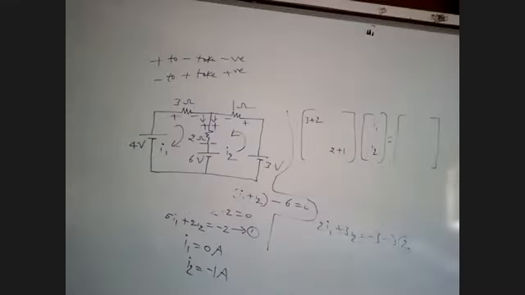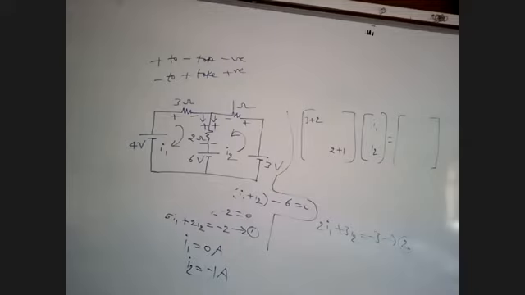Is it okay, diagonal elements? In the first loop, we are having 3 and 2. In the second loop, we are having 2 and 1, diagonal elements. Diagonal elements are always positive sign.